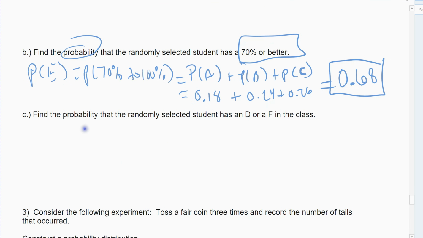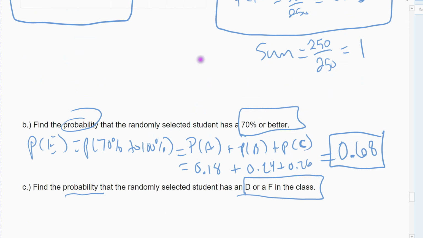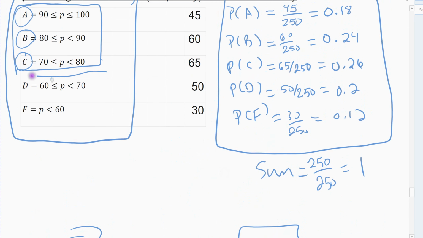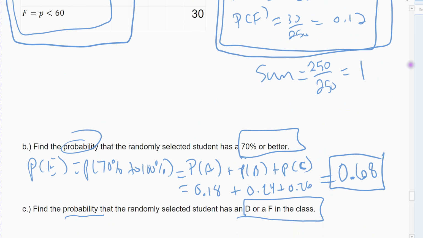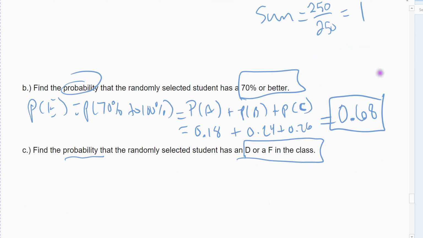Right, the second question is actually the complement to that. The probability that we randomly select a student that got a D or F. Well, that would be the opposite of getting an A, B, or C, so that's this group. And there's two ways to do it. You can either add up the two cases, or it's the complement to the previous event, so you could take your 1, subtract the 68, and either way's the same.